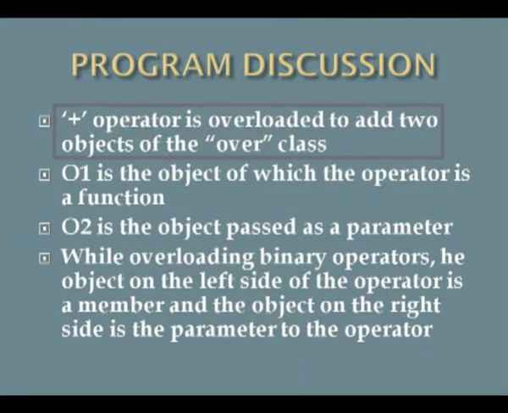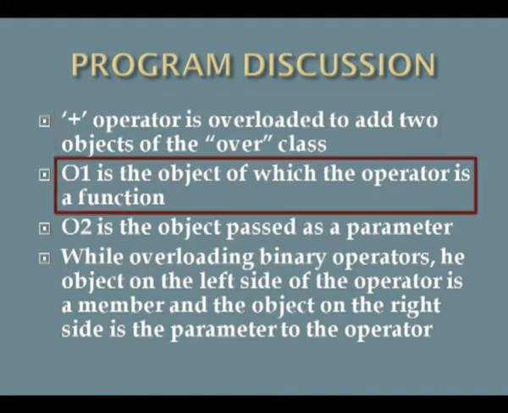Now, this O3 is equal to O1 plus O2, that particular statement is only the climax of this entire program, because depending upon the objects that are involved in that particular statement only, the compiler will interpret the operator function. So, there is a way you have to understand that particular statement. The plus operator is used to overload or add two objects of the class. So, you are going to add only objects here.